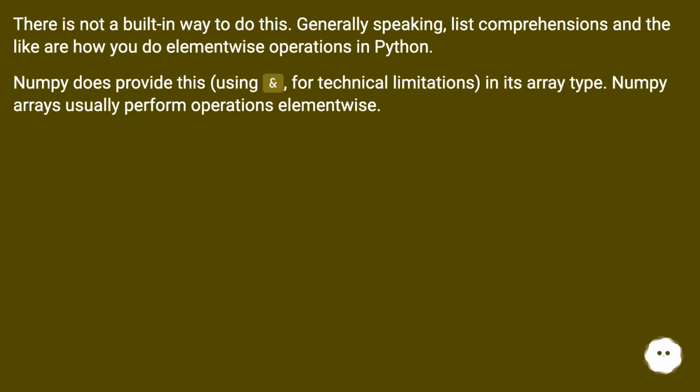There is not a built-in way to do this. Generally speaking, list comprehensions and the like are how you do element-wise operations in Python. NumPy does provide this, using & instead of and, for technical limitations, in its array type. NumPy arrays usually perform operations element-wise.